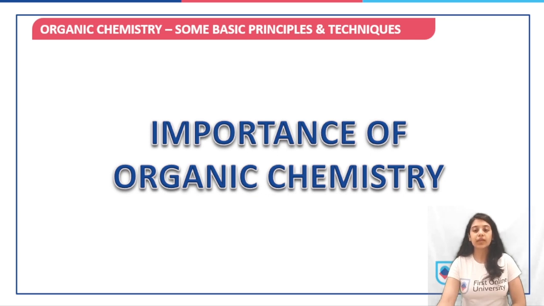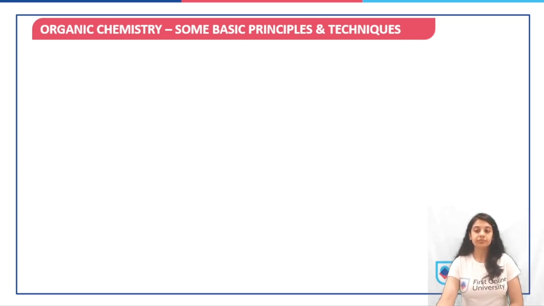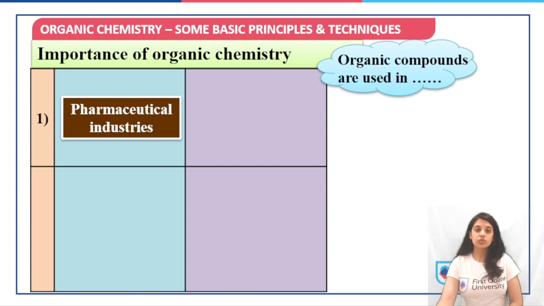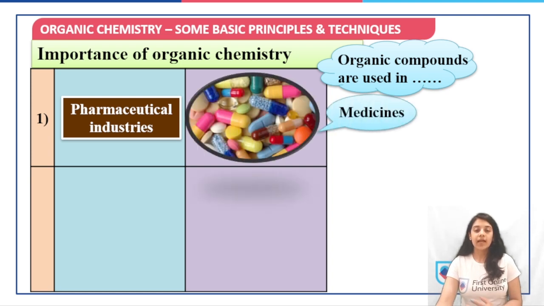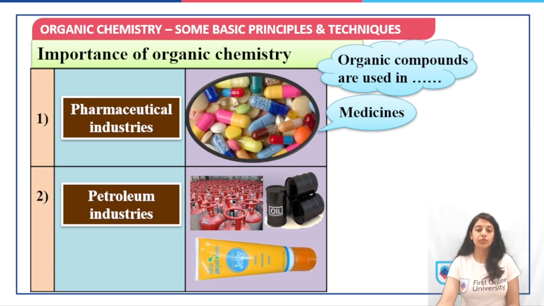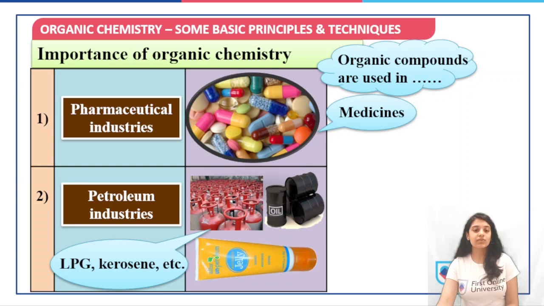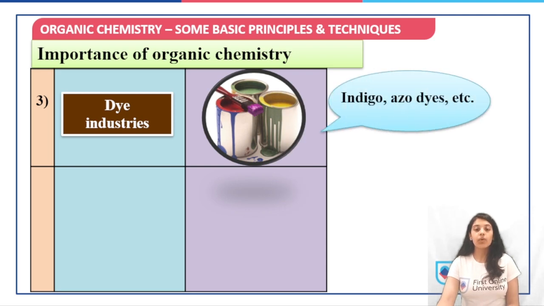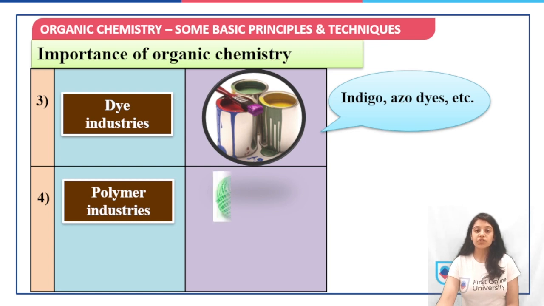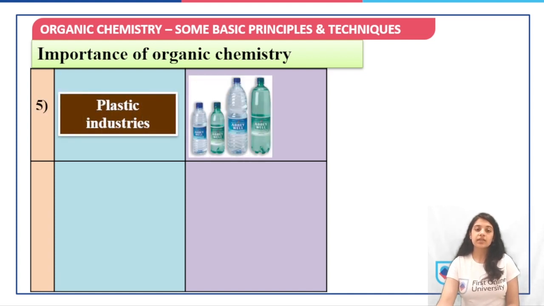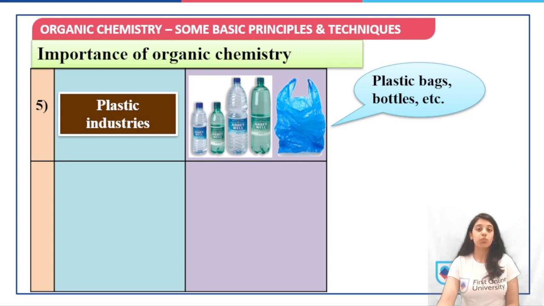Now, what is the importance of organic chemistry in our daily lives or in general? The importance of organic chemistry lies in the fact that organic compounds can be used in, number one, pharmaceutical industries, that is in the form of medicines. Number two, in petroleum industries: oil, fuel, petroleum jelly, LPG, kerosene, etc. The third is the dye industry, where we have indigo, azodyes, etc. Fourth is the polymer industry, where we have nylon, terephthalene, etc. Fifth, plastic industries, where we have polythenes, that is plastic bags, bottles, etc.